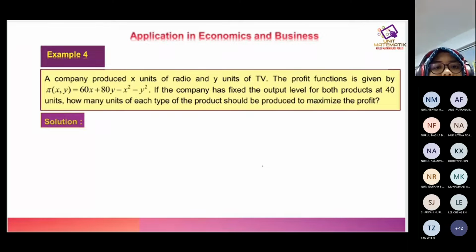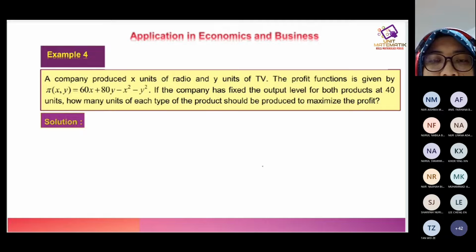For the next example, the question is applied in economic and business. Example 4, the question is a company produce x unit of radio and y units of TV. The profit function is given by pi of x,y equal to 60x plus 80y minus x squared minus y squared. If the company has fixed the output level for both products at 40 units, how many units of each type of the product should be produced to maximize the profit?